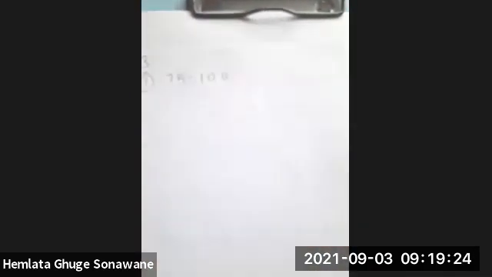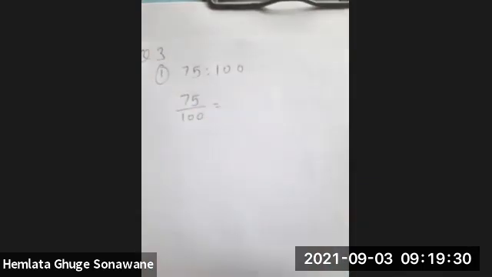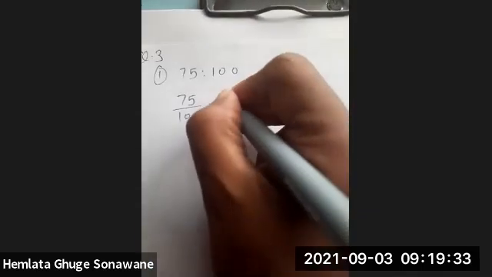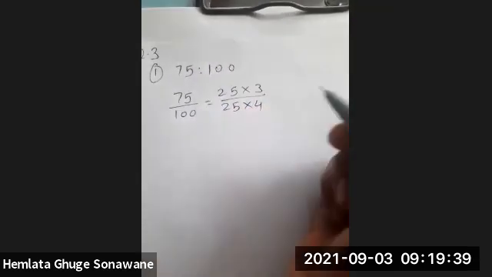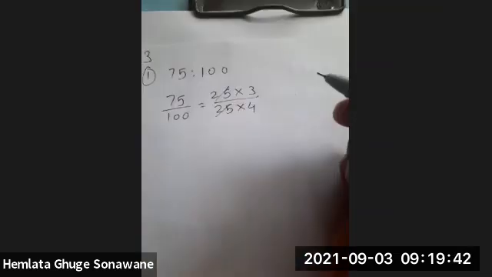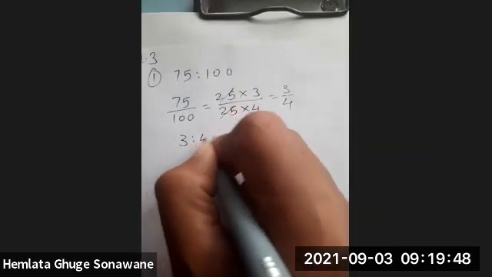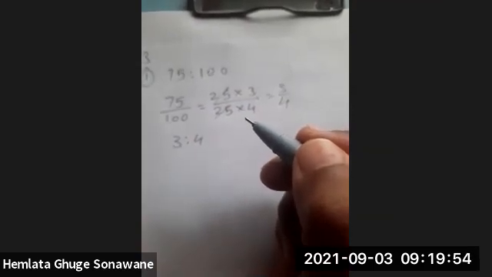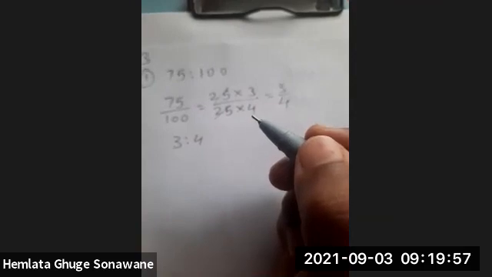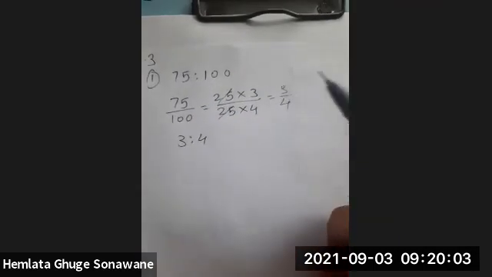First is 75 as to 100. Again, we have to simplify these terms. 25 threes are 75 and 25 fours are 100. 25 25 cancel, it becomes 3 upon 4. That is 3 as to 4. In this way, we have to take the ratio of the given percent.